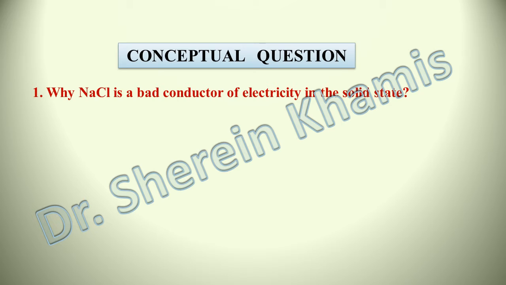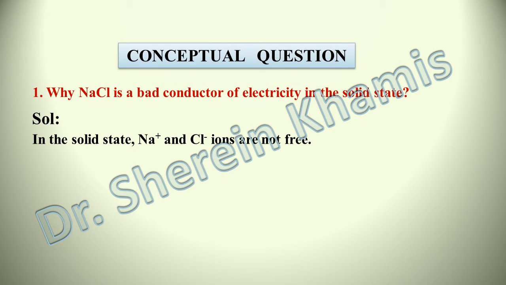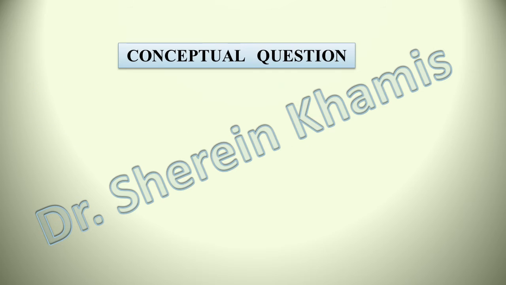The first one: why is it a bad conductor in its solid state? It does not conduct electricity; it is an insulator. In the solid state, sodium Na+ and chloride ions are not free, they are interacting with each other, so the ions are not free to move.